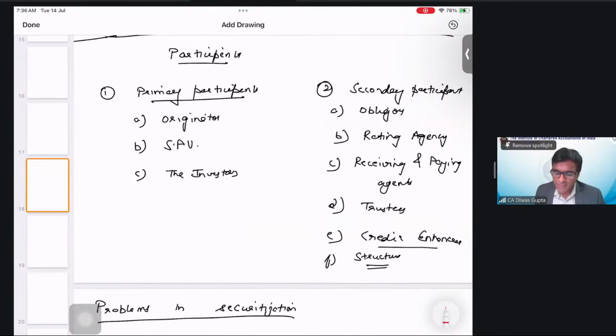Now, who are the participants in this? There are almost all the participants that we have discussed. We can bifurcate them into primary participants and secondary participants. Primary are the originator, SPV, and the investors. These are the primary parties. The secondary participants are obligors, rating agencies, receiving and paying agents, trustees, credit enhancers, and the overall structurer, right?